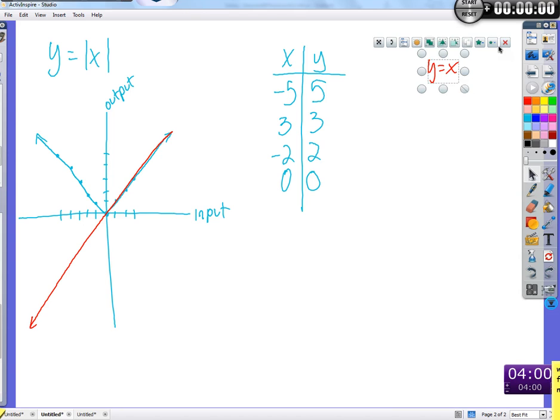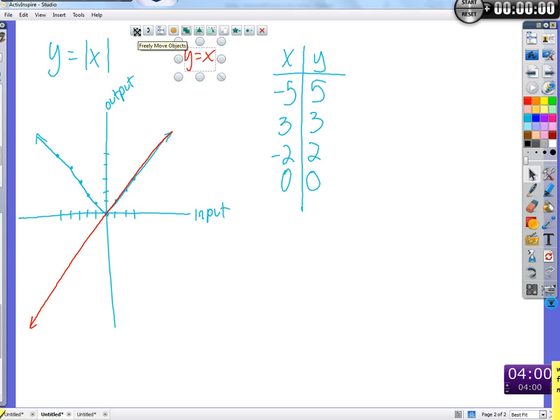Okay. I'll just move this guy over here. So I want you to do the same thing. We're just going to deal with the input and output and see what comes out of the function. We're just going to do y equals negative absolute value of x. Put a negative in front of the absolute value. So you just graph that function, see how it looks, see how it compares to the first one.